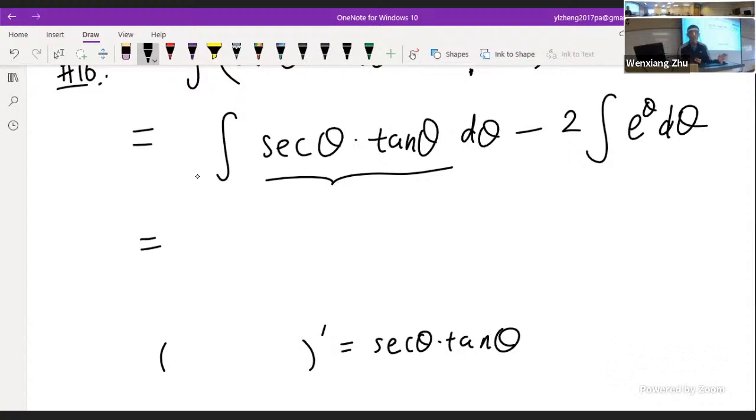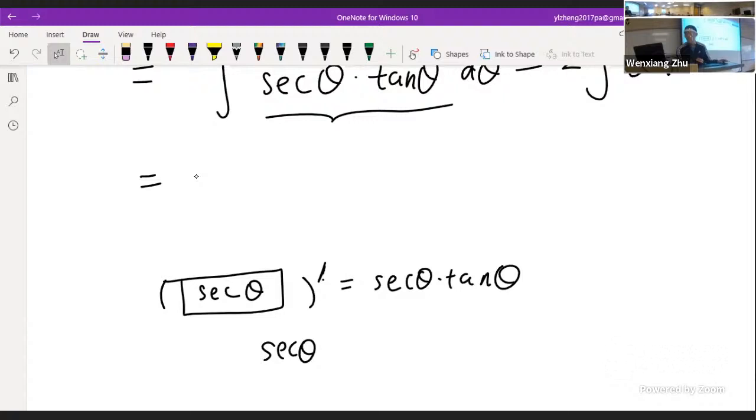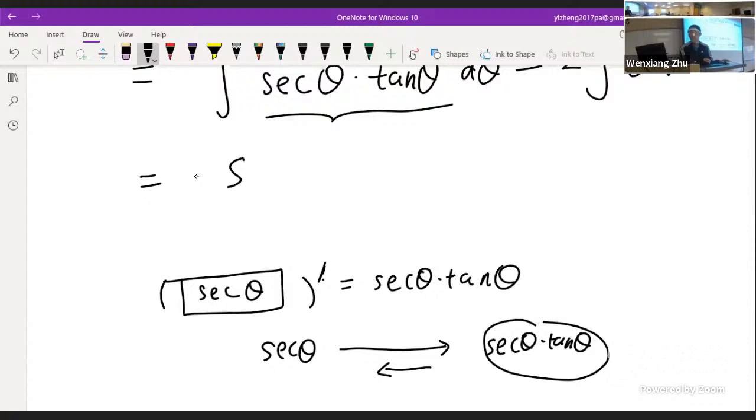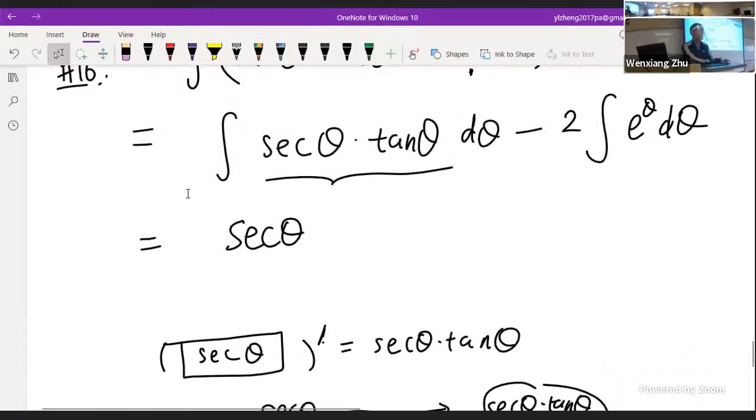If you're really good at the differentiation rules, then you realize this one is just simply secant theta, right? So basically it says the parent is secant theta. I think of it this way: the prime means you go down the family tree. The derivative of secant theta is secant theta tangent theta. When I do the antiderivative, I want to go backwards. So the parent of that one is just secant theta. So you come up with the antiderivative, secant theta. And you don't have to add the constant C there, right?